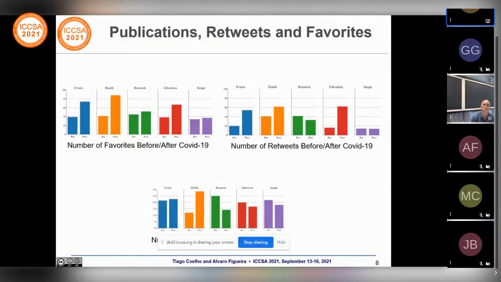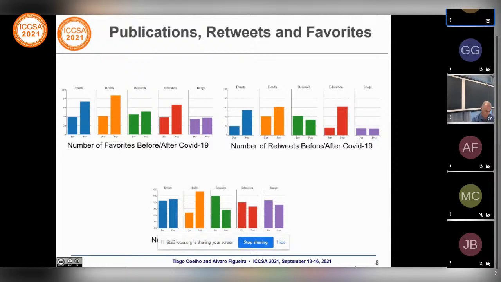And we can see that in regards to the number of retweets before and after COVID-19, events, health, and education had a significant increase, although research and image had a slight decrease. Despite that, research and image had a positive increase in the average number of favorites after the COVID-19 pandemic, making the overall number of favorites after the COVID-19 pandemic increase across all areas.